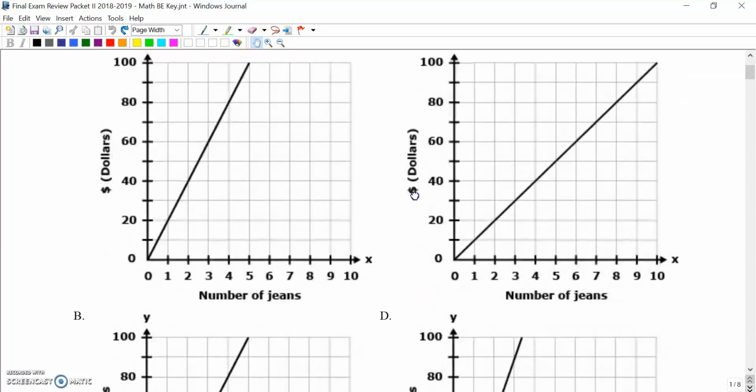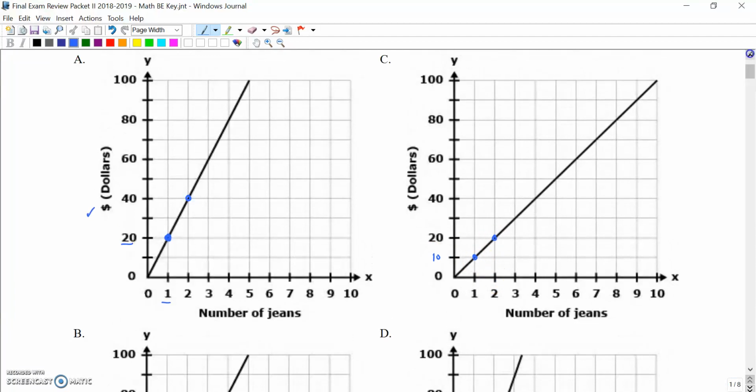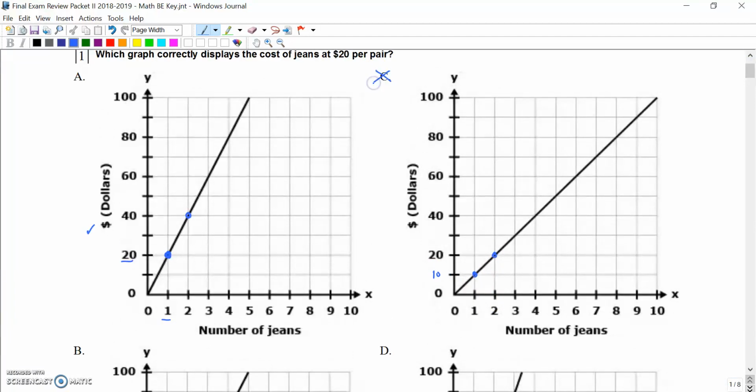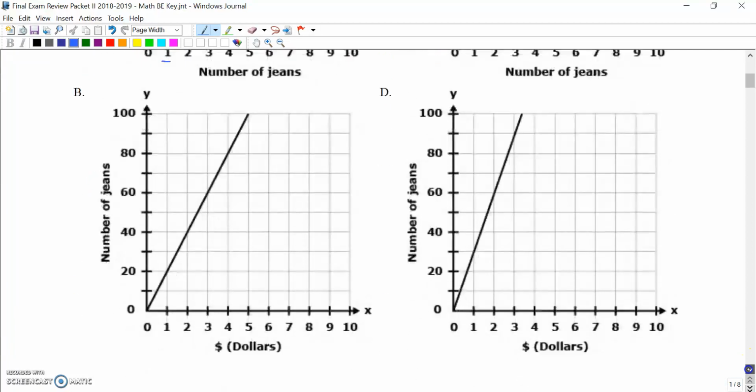So we're going to look at the graph. We're looking at our rate of change or slope as well as just data points. So the first graph has a data point at (1, 20), which is that one pair of jeans costs $20. There's another one here, which is that 2 pairs cost $40. So far this looks pretty good. Second graph has one pair of jeans at $10 and 2 pair at $20. So I'm going to cross off that answer choice. That one does not look best.